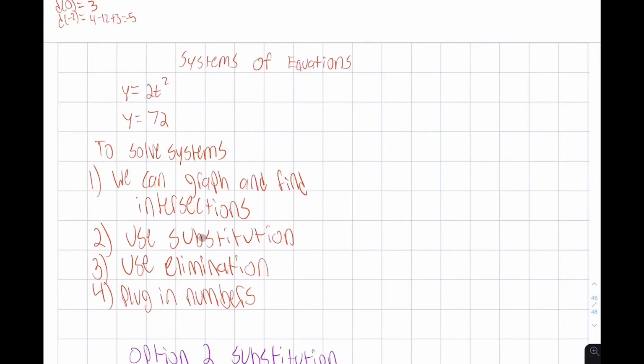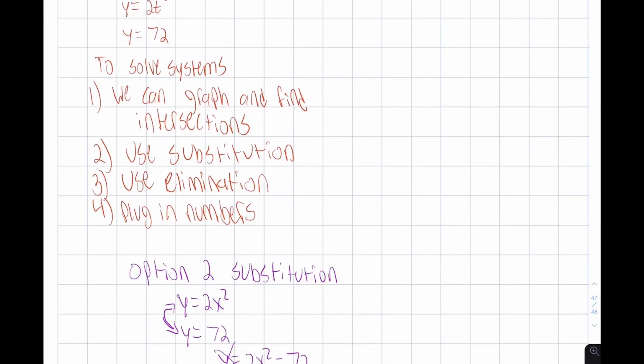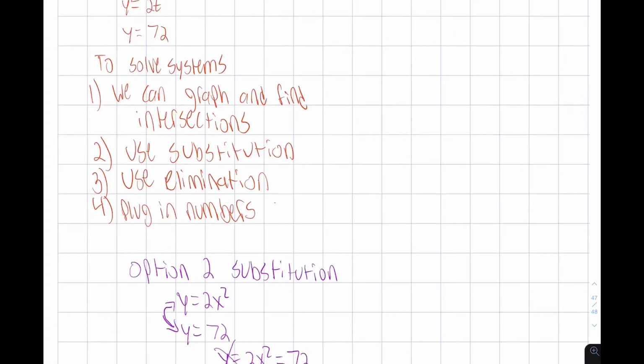We can use substitution to solve for the variable. We can use elimination, and we can plug in numbers. Plugging in random numbers to find out when the two equations are equal is actually like the worst way to do it. So let's not do that.